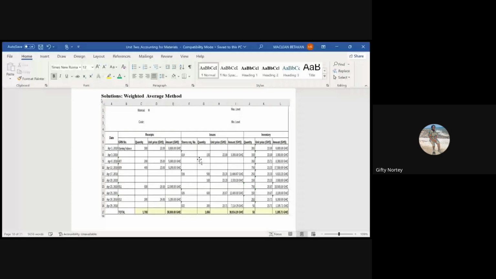Okay. 23.71. Good. So that is how you do it. Then the next day you are receiving again. You receive 400. So you take 400, go and add it to 350. What will you get? 400 plus 350.